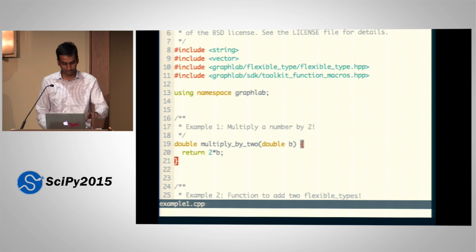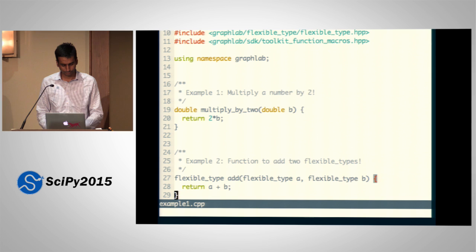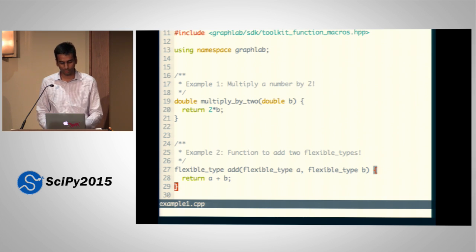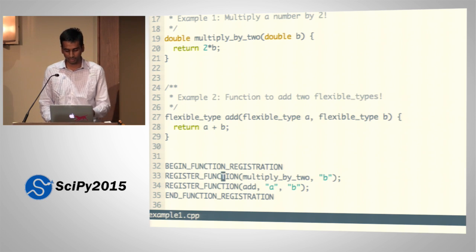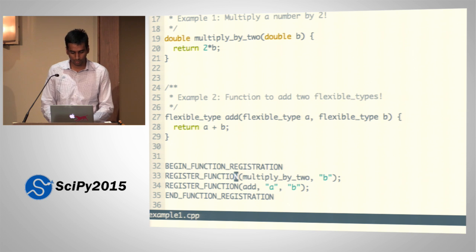So here I'm going to define a simple function that multiplies by 2. It takes in a double and returns a double. And I have a function here called add. It uses this thing called a flexible type. Just think of it as a Python any type. It works on anything: strings, integers, lists, dictionaries, recursive types. You can even do images with it. So here I'm defining add, which is a plus b. All the plus operators are overloaded to do the same things that you do in Python. And then you define a couple of macros that say multiply by 2 with the argument b and add with the arguments a and b. And I just run make on this code.